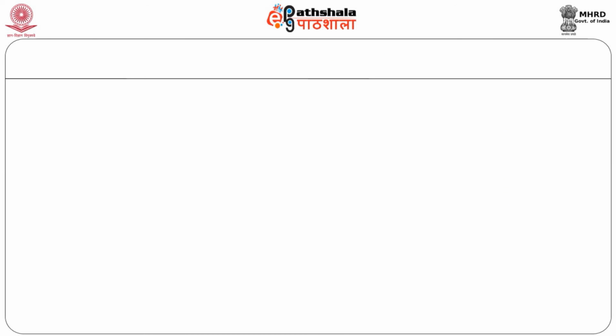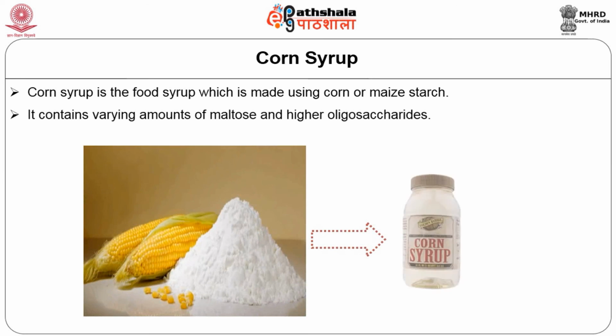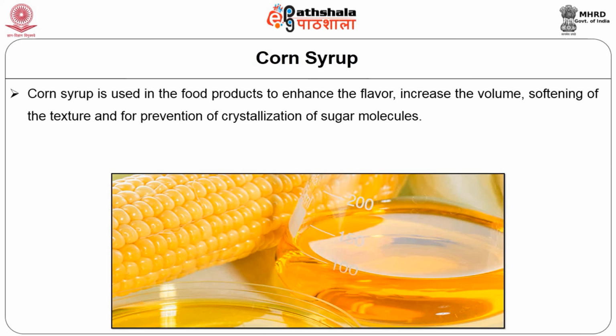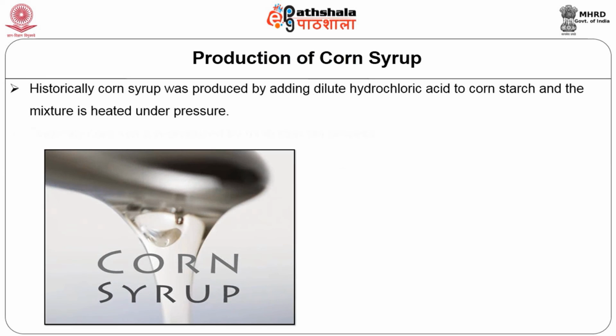Next, we will discuss the process of making corn syrup. Corn syrup is a food syrup which is made using corn or maize starch. It contains varying amounts of maltose and higher oligosaccharides. Corn syrup is used in food products to enhance the flavor, increase the volume, soften the texture, and prevent crystallization of sugar molecules. High fructose corn syrup is the product produced from corn syrup by converting a large proportion of glucose into fructose using the enzyme D-xylose isomerase. Now let's learn the process in detail.